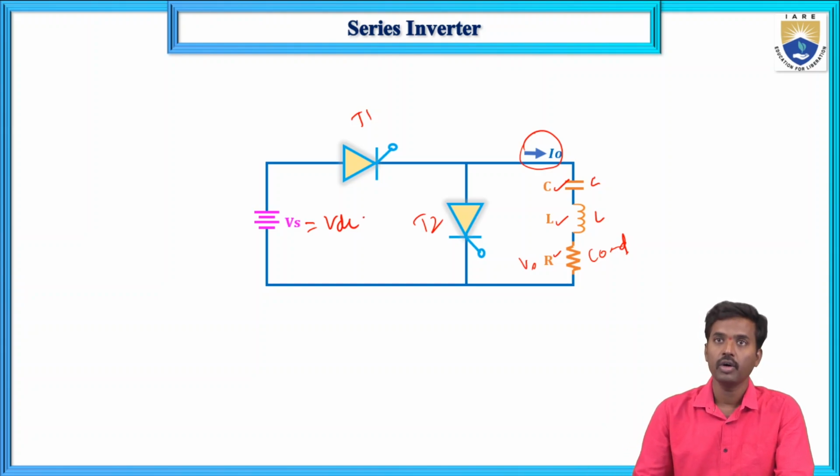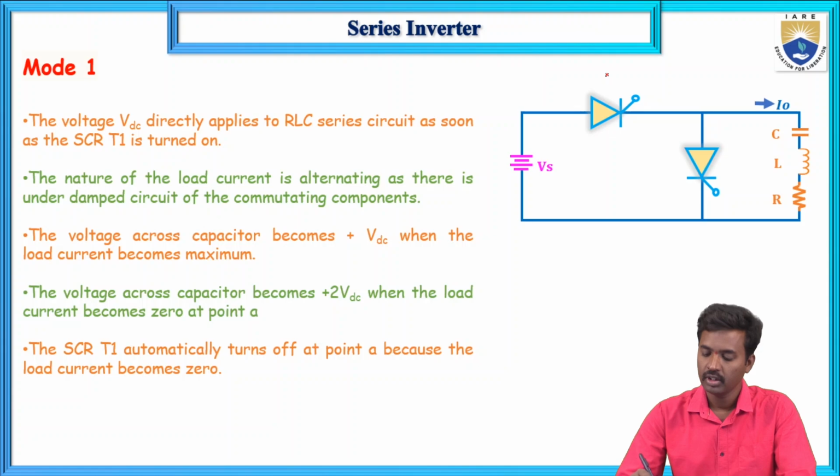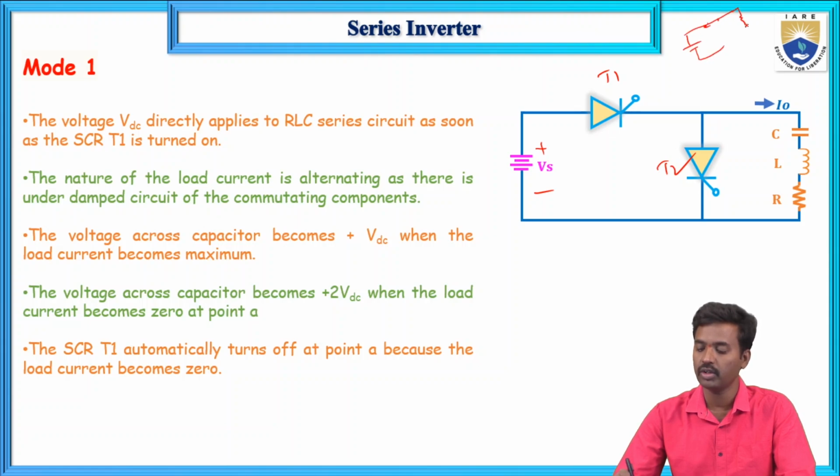Now in this there are 3 modes. In the first mode, thyristor T1 SCR will conduct. In this case T2 SCR will be turned off, since this is plus and this is minus, so it is in reverse bias mode. So T2 is turned off. Now this circuit looks like a DC excitation given to the RLC, and its output current is always a sine wave.